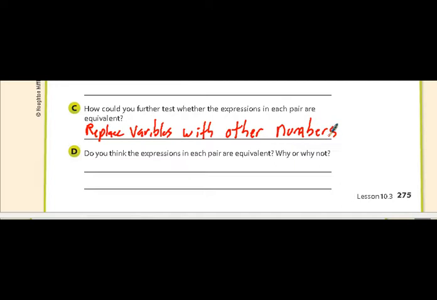And then for D, do you think the expressions in each pair are equivalent? Why or why not? Were they equivalent, each pair? Yes, they were, as long as you use the same value for each variable. So as long as you plug 5 into each one of them or 3 into each one, then yes, they're going to be equivalent.